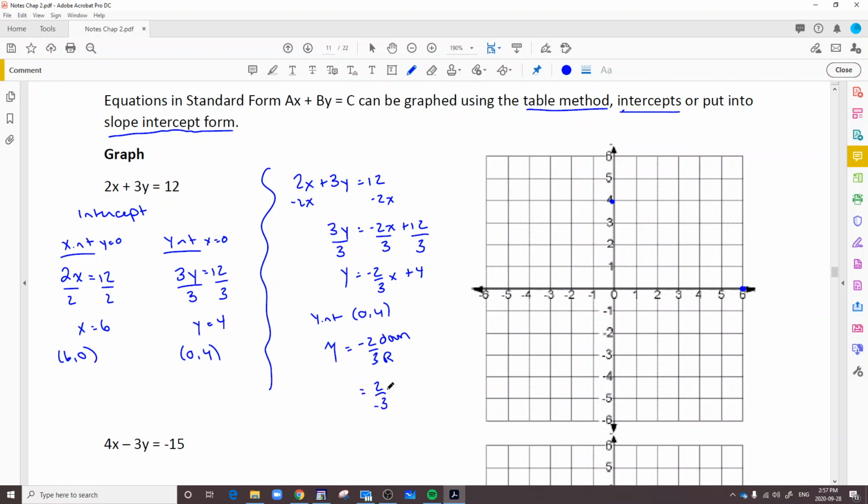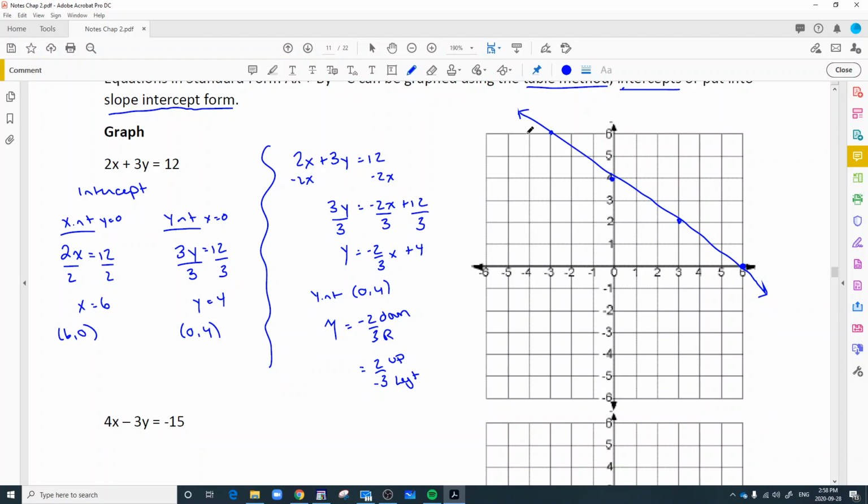Or I could go 2 over negative 3, which would be up for my rise and left for my run. So from that point (0, 4), I'm going to go down 2, right 3, down 2, right 3. And look, I hit that x-intercept. Or I could have gone up 2, left 3, and get one more point. So I graphed that line using the table method, specifically finding my intercepts. I could find another point if I wanted to, and I also put it into slope-intercept form, and it really doesn't matter what method you use because they're all doing the same thing.